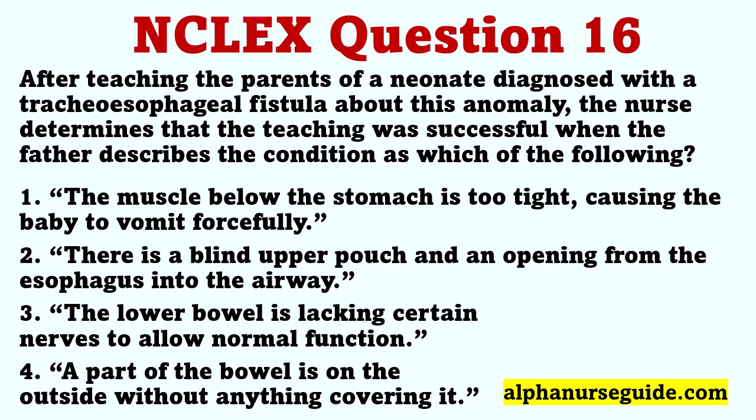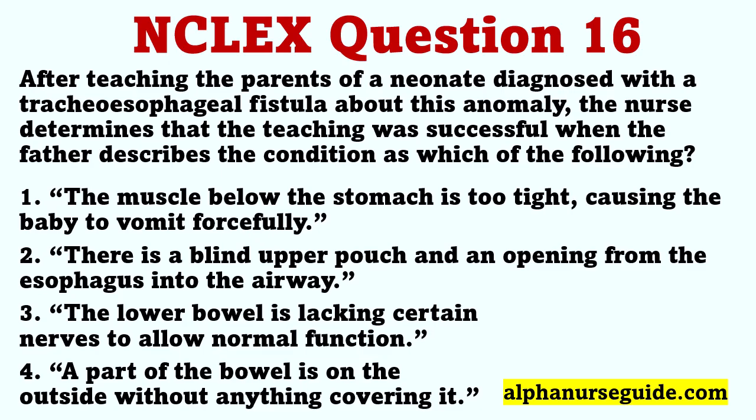The correct answer is 2. Although a TEF can include several different structural anomalies, the most common type involves a blind upper pouch and a fistula from the esophagus into the trachea. Other types include a blind pouch at the end of the esophagus with no connection to the trachea, and a normal trachea and esophagus with an opening that connects them.